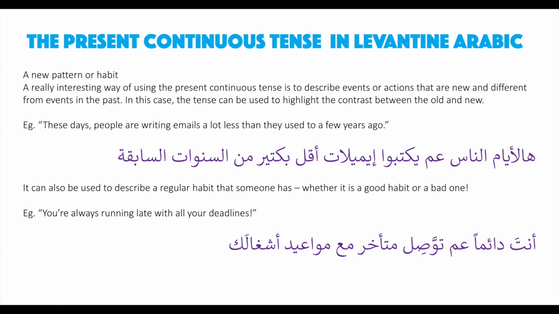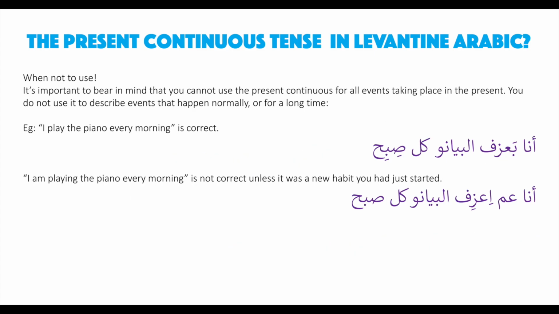I hope these examples helped you to practice and when to use the present continuous. But now let's have a look at when not to use the present continuous. Well, it's important to bear in mind that you cannot use the present continuous for all events taking place in the present. And you've got this example.